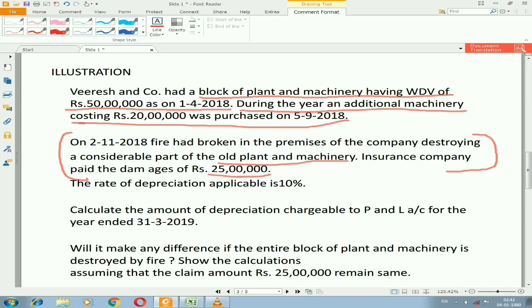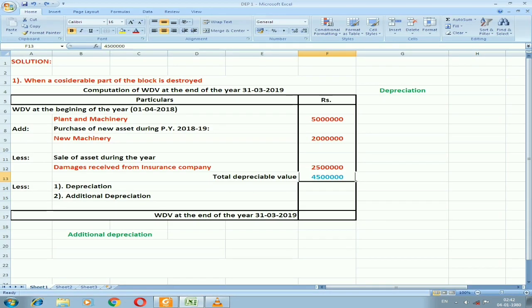Next, I need to calculate depreciation. So while calculating depreciation, finding out the rate of depreciation is very important. Here in the illustration, they have given only one rate which is applicable for all plant and machinery, that is 10%. You can see on the right side, I have made a working note. I am calculating depreciation for the opening value, that is the amount of 50 lakhs into 10%. You will get an amount of 5 lakh.